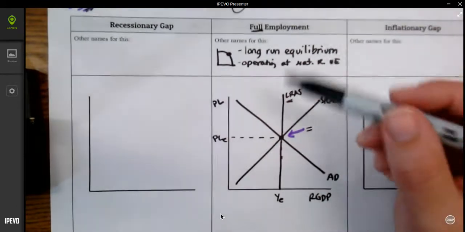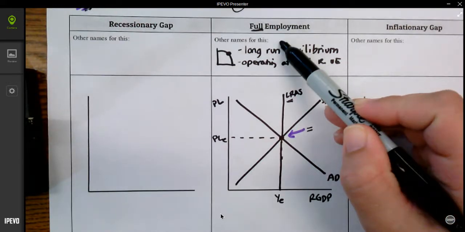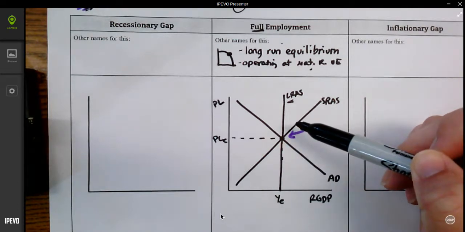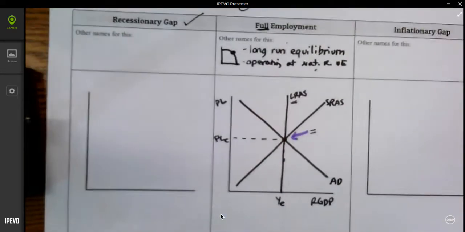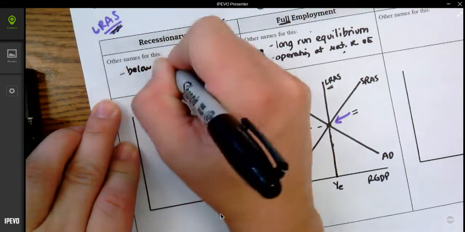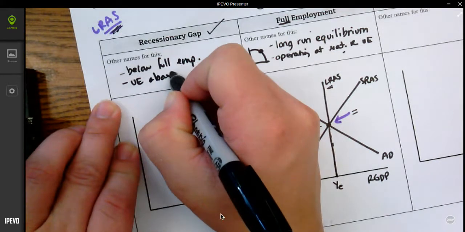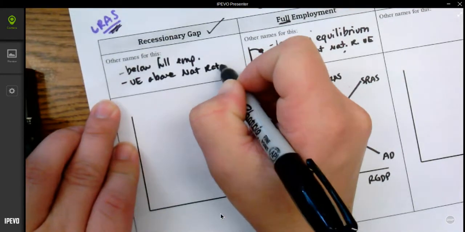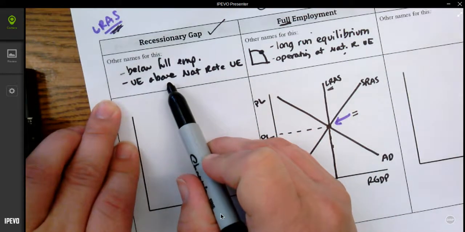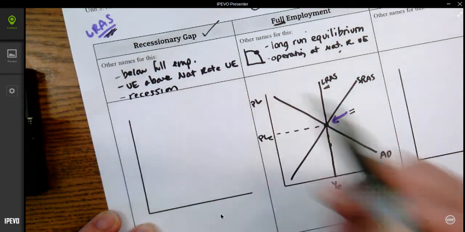So you're going to get questions that ask you to start at long run equilibrium, or an economy that's fully employed or operating at the natural rate of unemployment. This is the graph you're going to start with. Okay, so let's pretend that you get a scenario that says we're operating below full employment, or unemployment is above the natural rate of unemployment. So if the natural rate of unemployment is 4 to 6%, this would mean that unemployment is like 7%, right? Or you could just simply be told this is a recession.